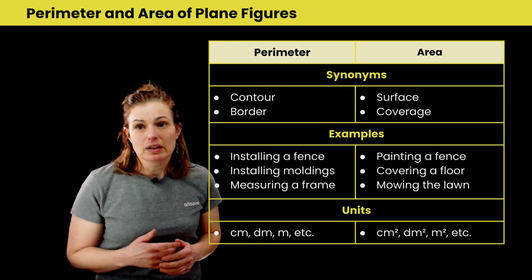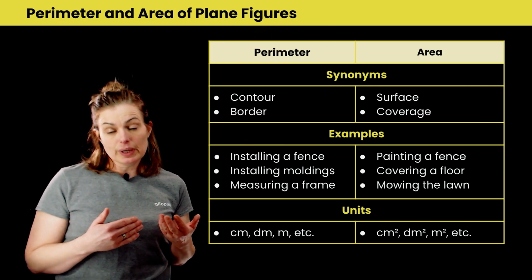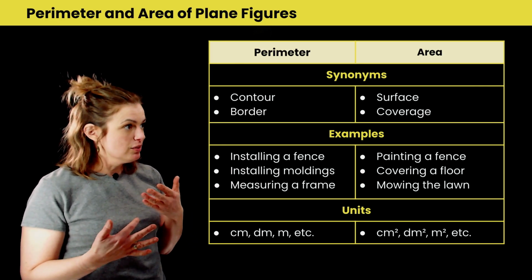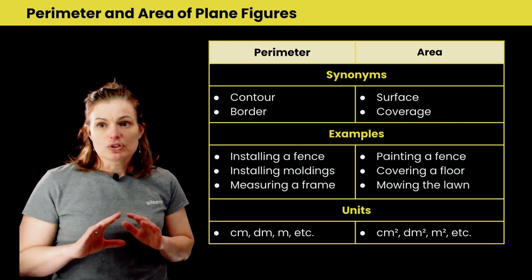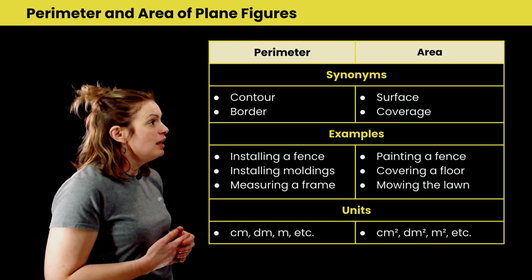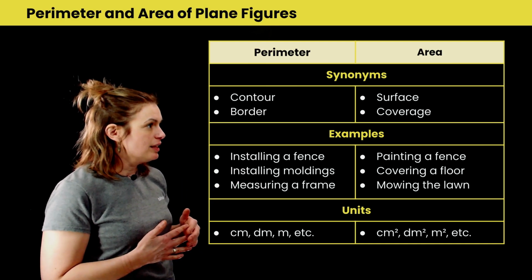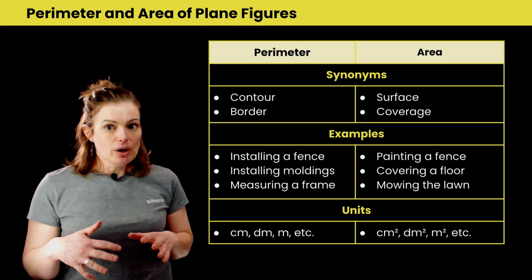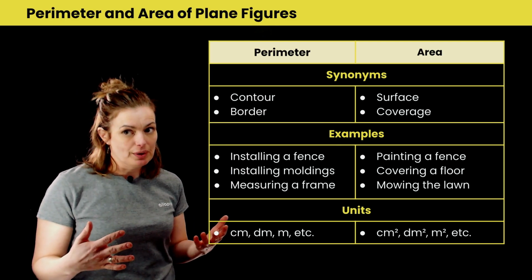So I've got a little table here that summarizes some of the synonyms that are often used for perimeter and those for area. For perimeter, it's often words like contour or border. Examples of perimeter problems include installing a fence, installing moldings, measuring a frame, and of course our units are always in centimeters, decimeters, meters, or something of the like. For area, words like surface or coverage are often used. Examples would be painting a fence, covering a floor, mowing the lawn. Of course, the units in area are always in units squared. So we've got centimeter squared, decimeter squared, meter squared, etc.